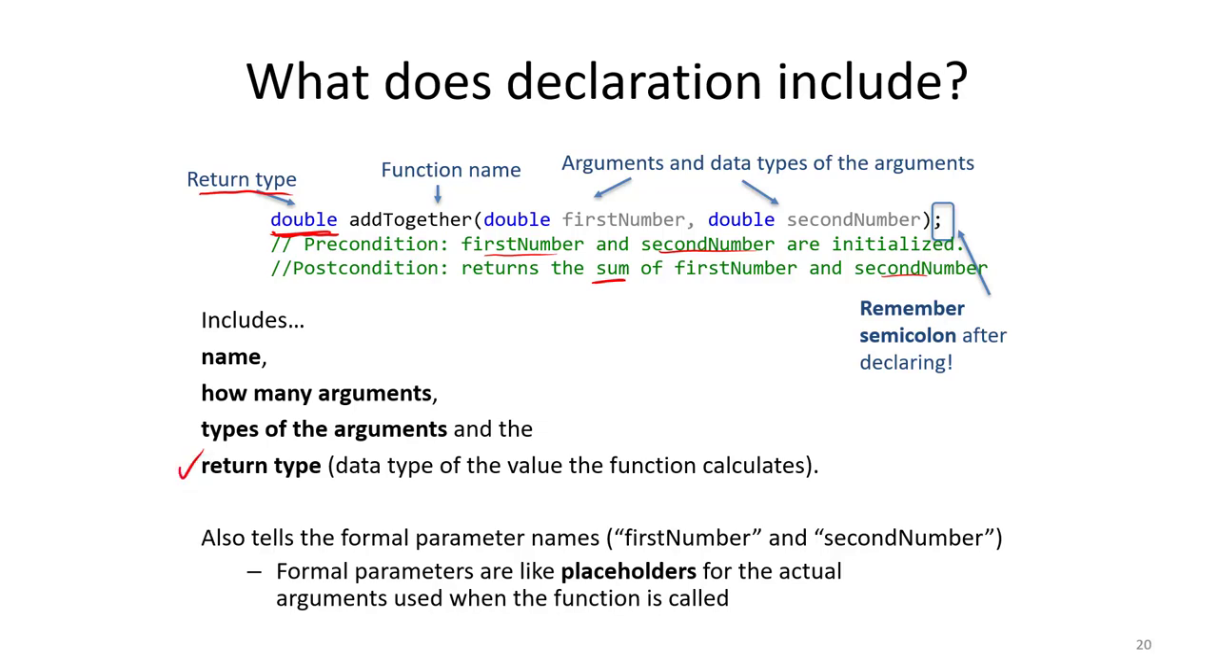Next is our function name. Remember what we said about self-commenting code? It's a very good practice to use descriptive names for your functions. So you should not be calling your functions function 1, function 2, function 3. That is not descriptive. However, if you name your adding function add together, it's very clear what that function is trying to do.